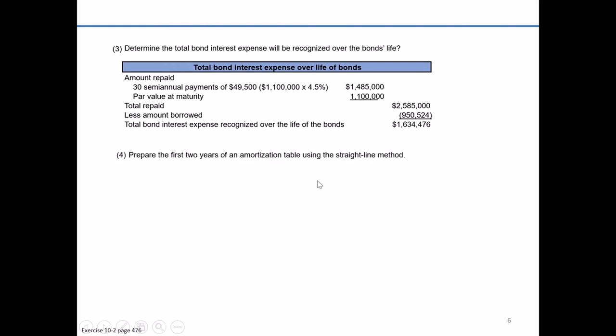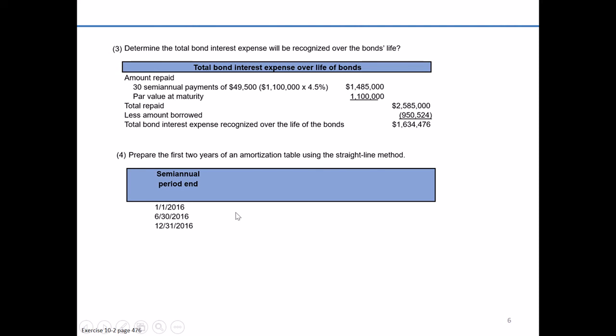Let's look at another portion of this. It asks us to prepare the first 2 years of an amortization table using the straight line method. So let's start working on our amortization. I'm going to cheat a little bit just to decrease the amount of time that you have to watch this video. I'm just going to look at initially where we start at the beginning and 2 periods. You can handle the other 2 on your own.